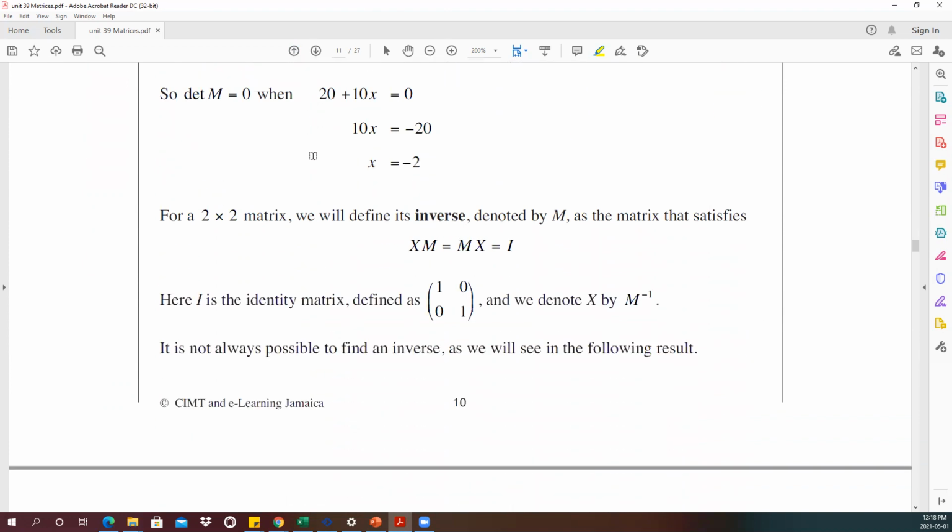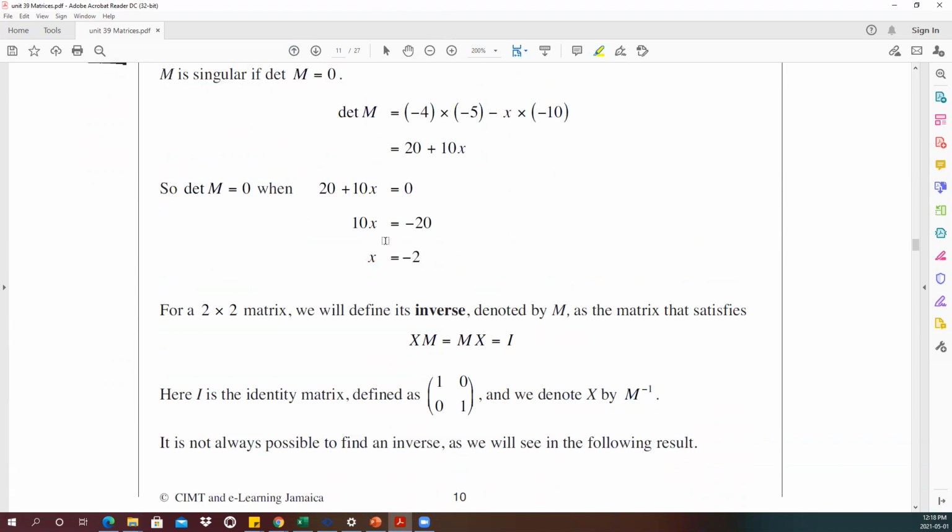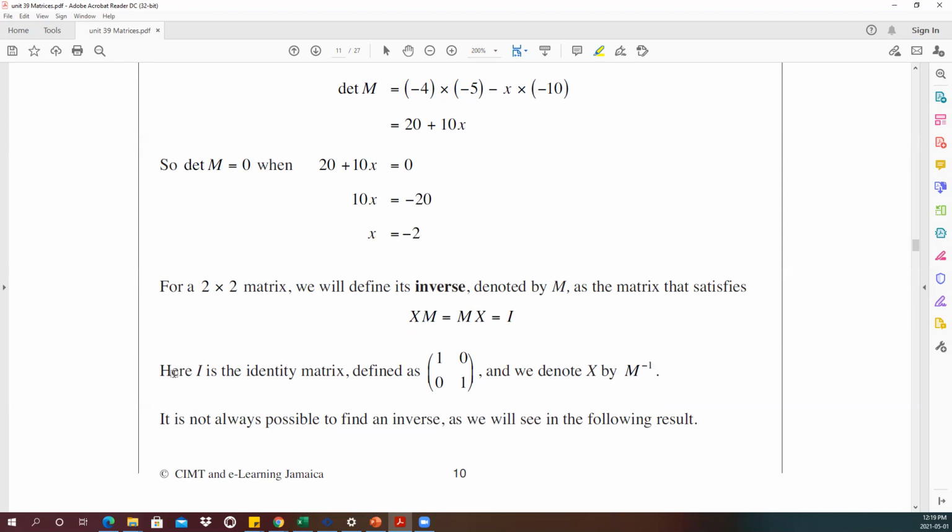Now, bear that concept in mind, because it's going to become important. For a 2 by 2 matrix M, we will define its inverse as the matrix X that satisfies XM = MX = I. Here, I is the identity matrix, defined as 1, 0, 0, 1, and we denote X by M inverse.